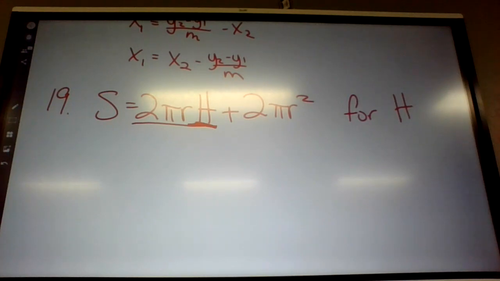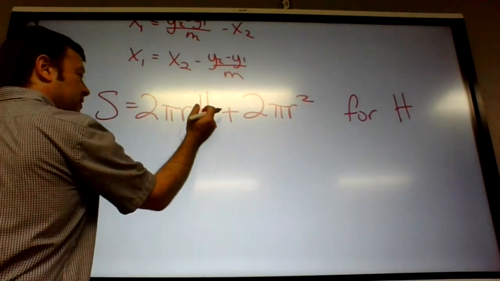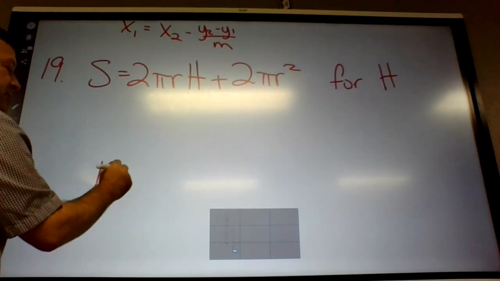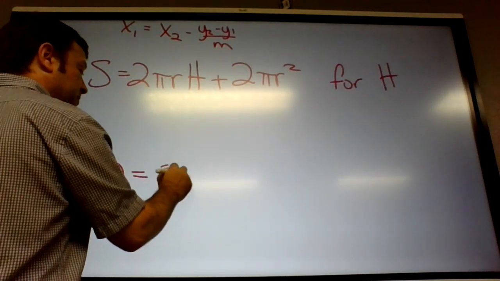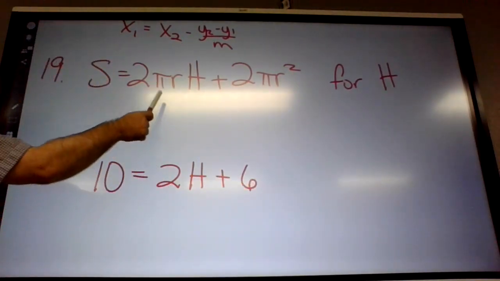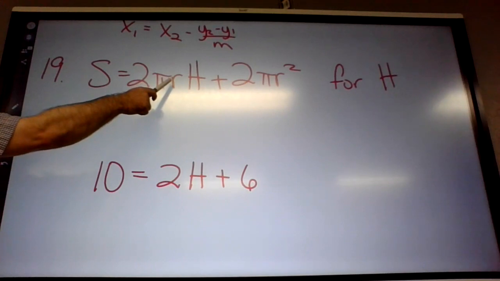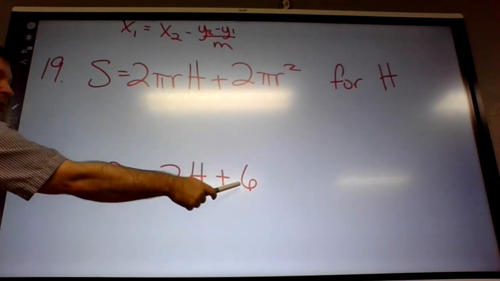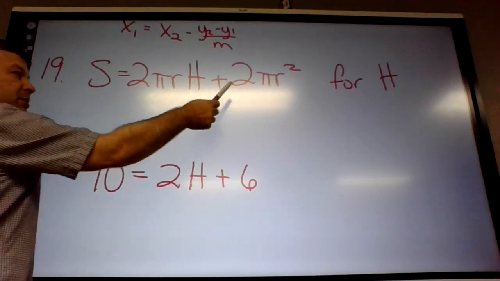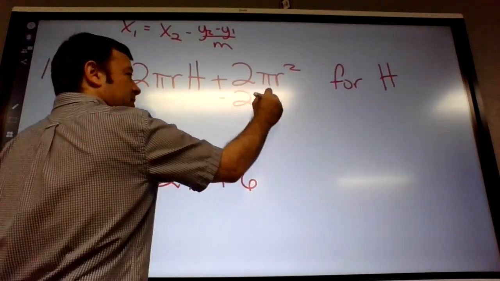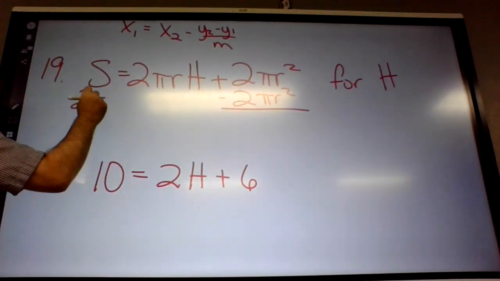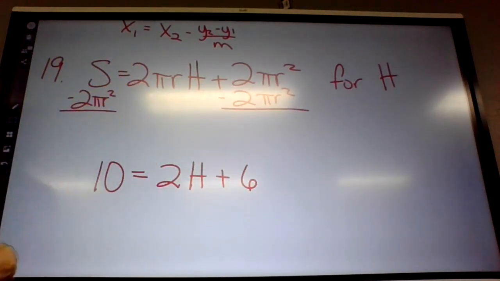James, what do you think? Subtract the 2 pi r squared. Right. Let me change this into a problem that we're used to. This is a simplified version of this. How would we solve? We would subtract the 6 and we divide the 2, right? So he said subtract 2 pi r squared. It's a big mess, but we don't have to really worry about it. We just do the same steps.